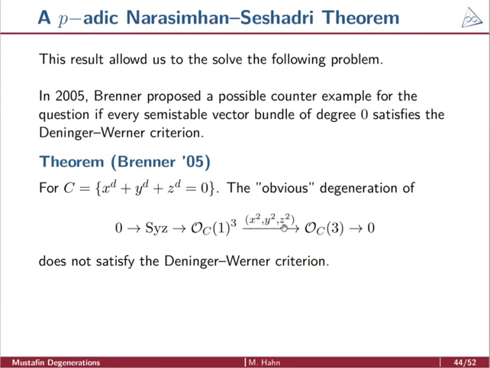If this doesn't mean anything to you, it's not too bad. All I'm trying to say is that this is a really easy and explicit example, and he proved that the obvious degeneration of this very easy and explicit example does not satisfy the Deninger-Werner criterion. This was actually an open question for quite some time, if this is actually a counterexample.